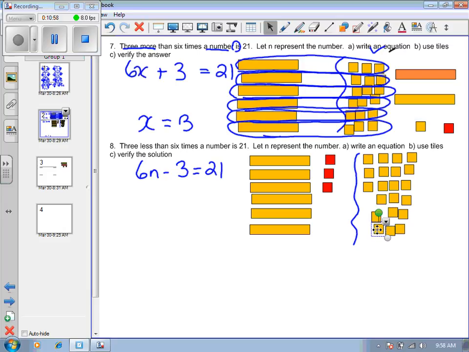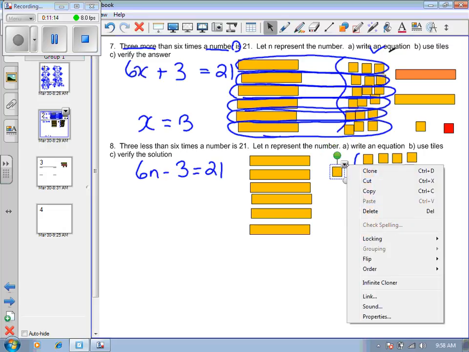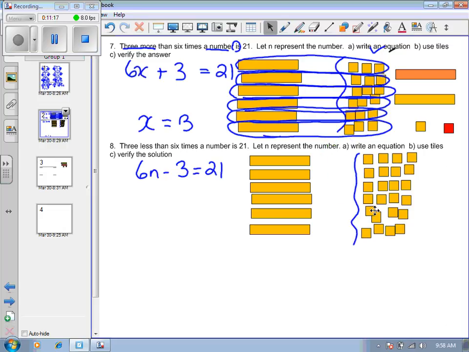How do I get rid of them? Add 3 yellows. Whatever I do to one side, I must do to the other side. What happens to these guys right here? They all disappear because they cancel out. Now they're all gone. These guys I can't cancel any, so the next thing is to group them.